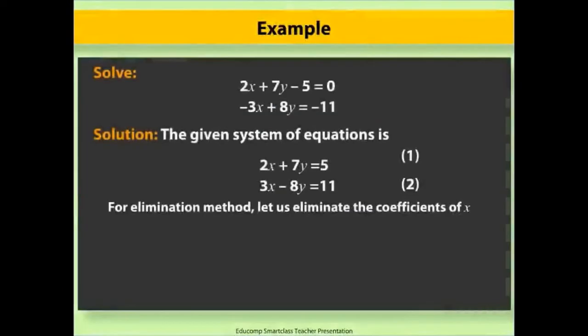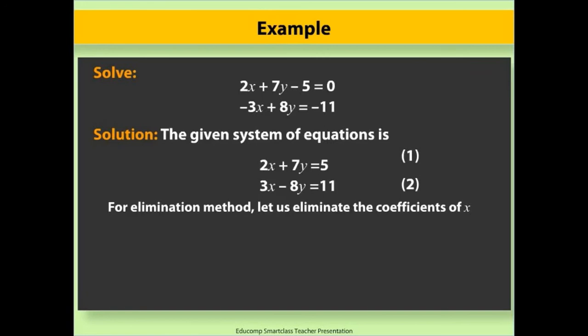Example 1. Solve 2x + 7y - 5 = 0, -3x + 8y = -11. Solution. The given system of equations is 2x + 7y = 5 (Equation 1) and 3x - 8y = 11 (Equation 2).